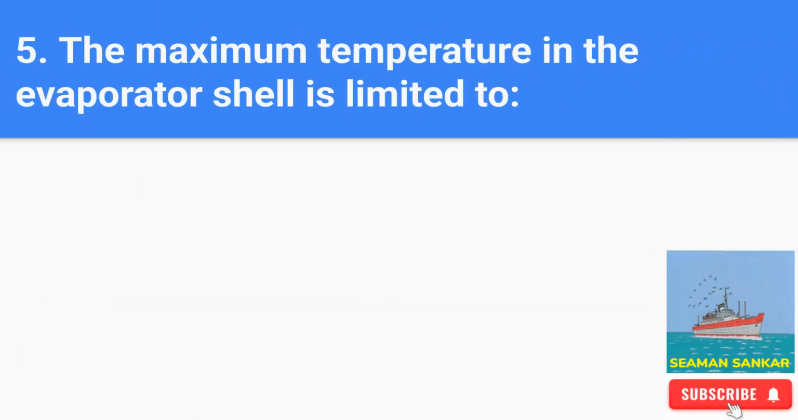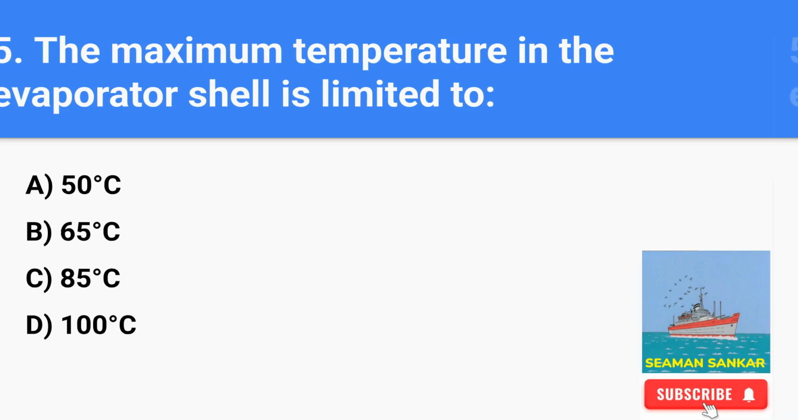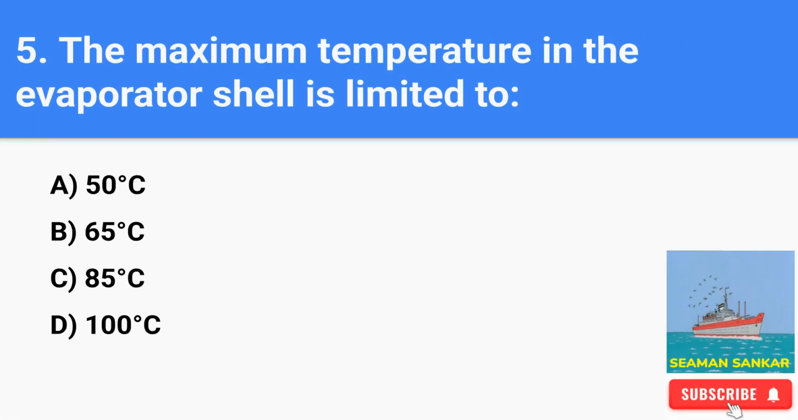Question 5. The maximum temperature in the evaporator shell is limited to A. 50 degrees Celsius, B. 65 degrees Celsius, C. 85 degrees Celsius, or D. 100 degrees Celsius. The maximum temperature in the evaporator shell is limited to C. 85 degrees Celsius. This limit helps minimize the risk of scale formation.